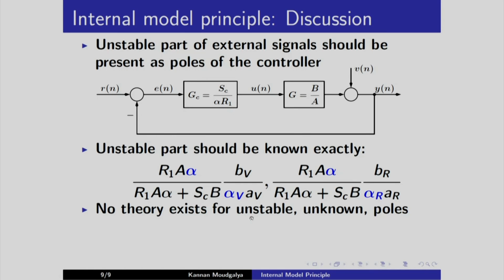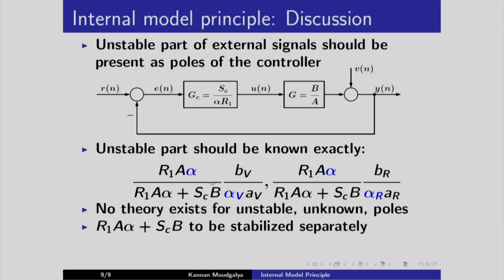What if it is unstable? We know that the signal is going to be unbounded, so you have a pole outside the unit circle, but we do not know it exactly. Unfortunately, we have no theory that can handle that situation. No theory exists for unstable but unknown poles. And as mentioned earlier, this factor has to be stabilized separately.